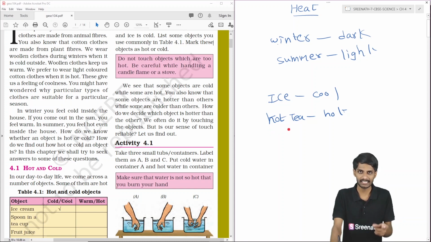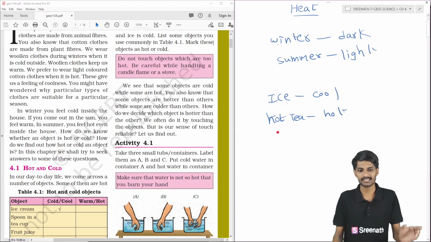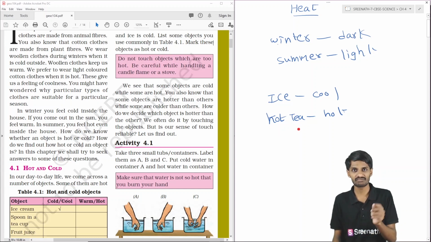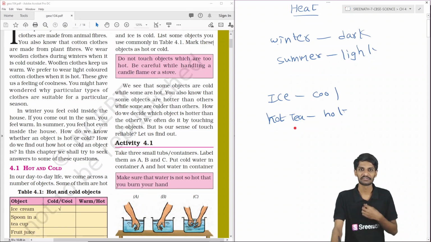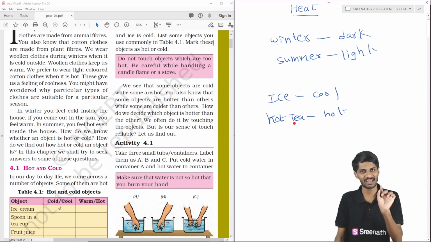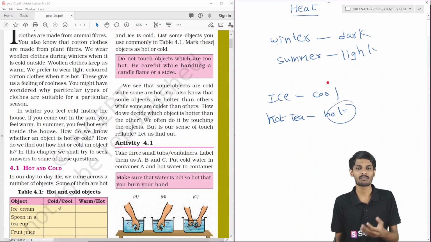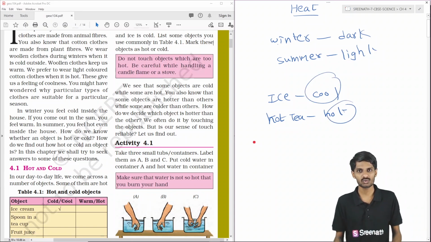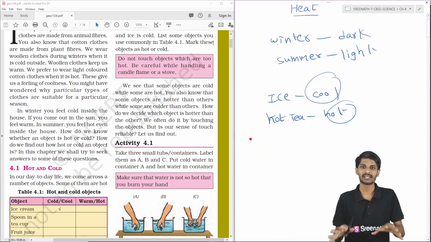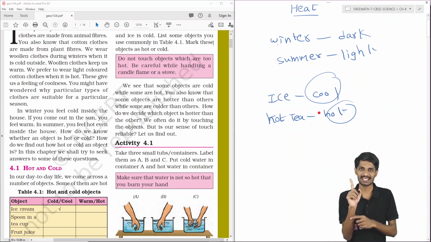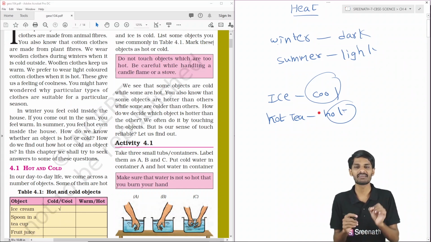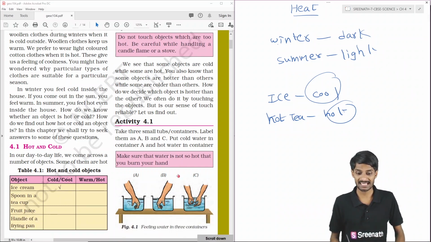When you touch the tea which was just taken off the stove, it is very hot. So by this phenomenon, by the sense of touch, we say that some objects are hot and some objects are cool or cold. But if you depend fully on your senses for hot and cold, it may fool you, it may confuse you. I will tell you an example.